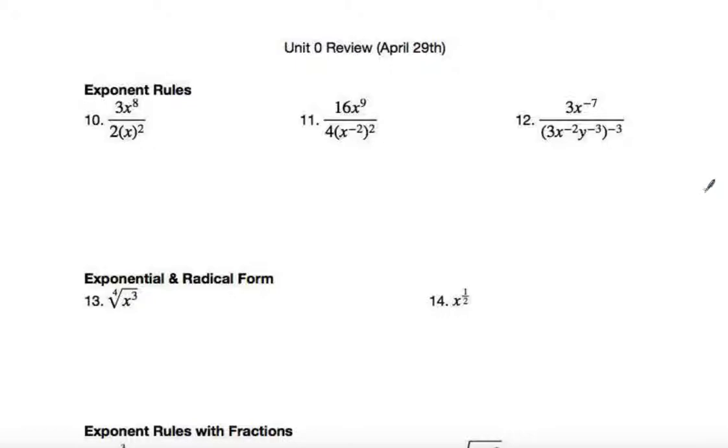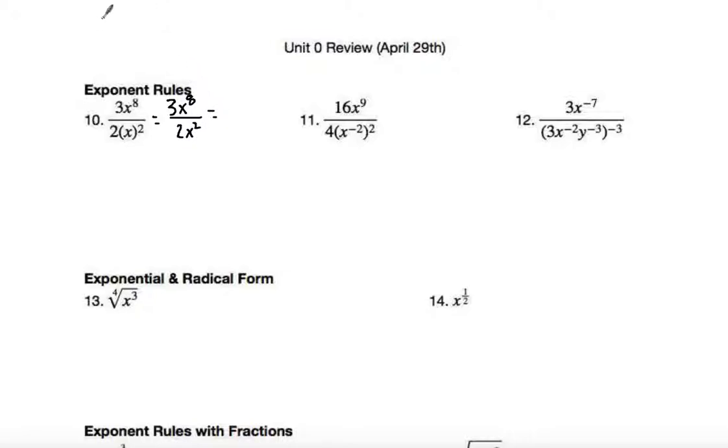So a little bit more with exponent rules. On number 10, I've got 3x to the 8th over 2x to the second. Notice that the only piece that has the second is just the x, not the 2. So that means I have 3x to the 8 over 2x to the second. I've got x's on the top and the bottom, which means I'm going to subtract.